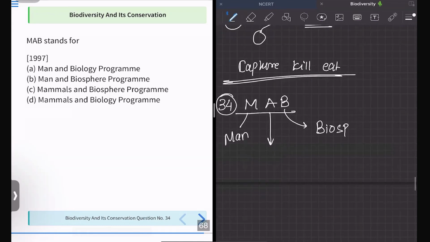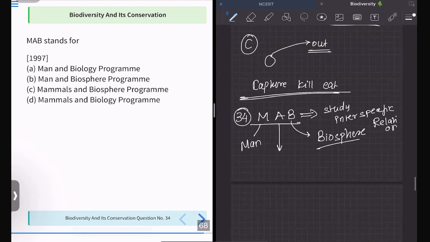It is obviously biosphere, because this is going to study the interspecific relationship between the biosphere and the man. That is what MAB stands for. It is again a basic factual question.